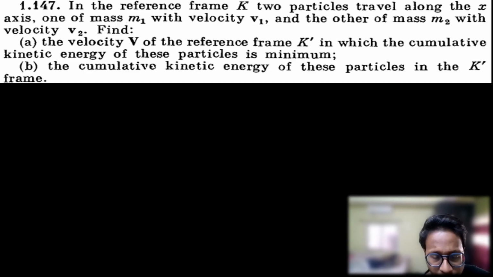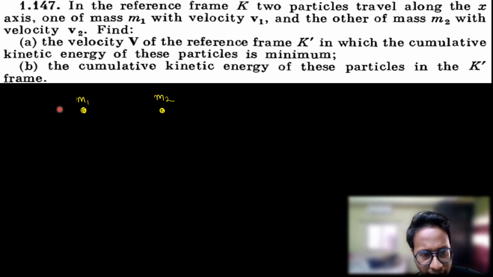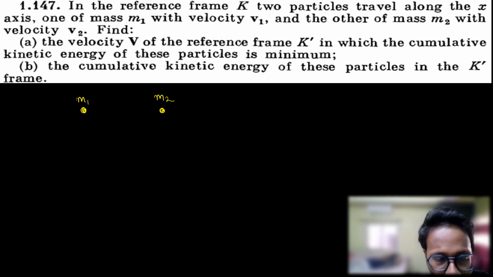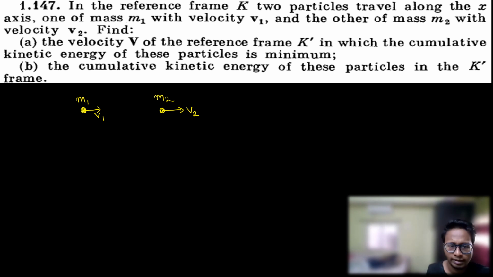Now in this question, there are two particles, M1 and M2. Both these particles are moving in the same direction, that means along the x-axis. That means the motion is linear, one-dimensional motion. The velocity of M1 is v1, the velocity of M2 is v2. Now what is the kinetic energy of the system? The kinetic energy of M1 plus kinetic energy of M2, or half M1 v1 square plus half M2 v2 square.